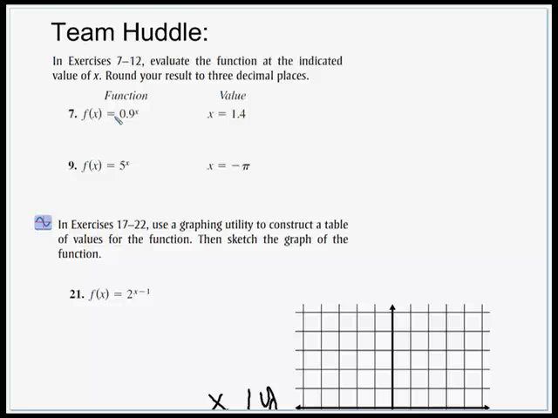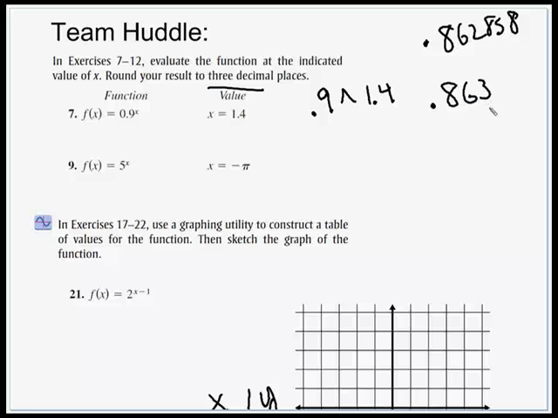Okay, let's see the first couple here, just calculator problems. If you punched it in right, you would have done 0.9, up caret 1.4, enter, and you should have got 0.862858, and they wanted it rounded to 3 decimal places, so that would have been 0.863. The next one was 5 to the x, and we wanted to plug in -pi, so it'd be 5, up caret, the negative key, pi, enter, and you should have got 0.006.